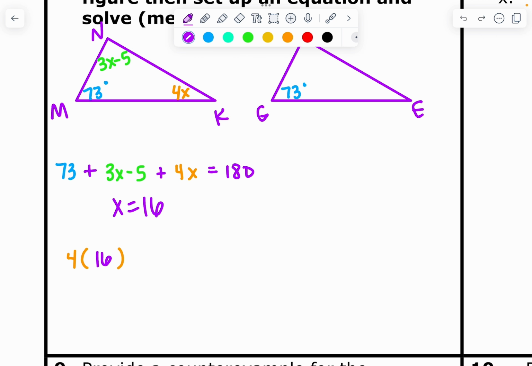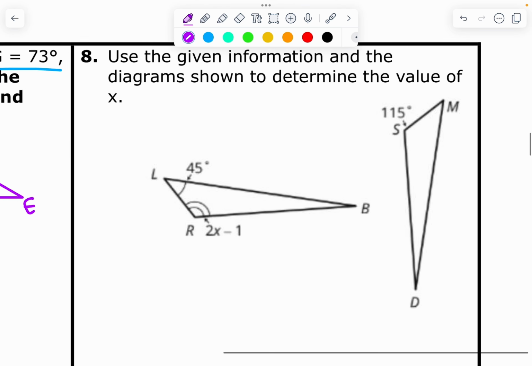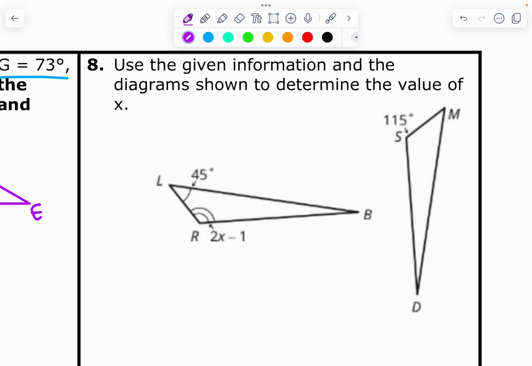So let me scooch that over. Okay, so this is the measure of angle K. Just making sure we have all that written down. And that would be 64 degrees. All right, go ahead and try number 8. Remember, 180 rule.